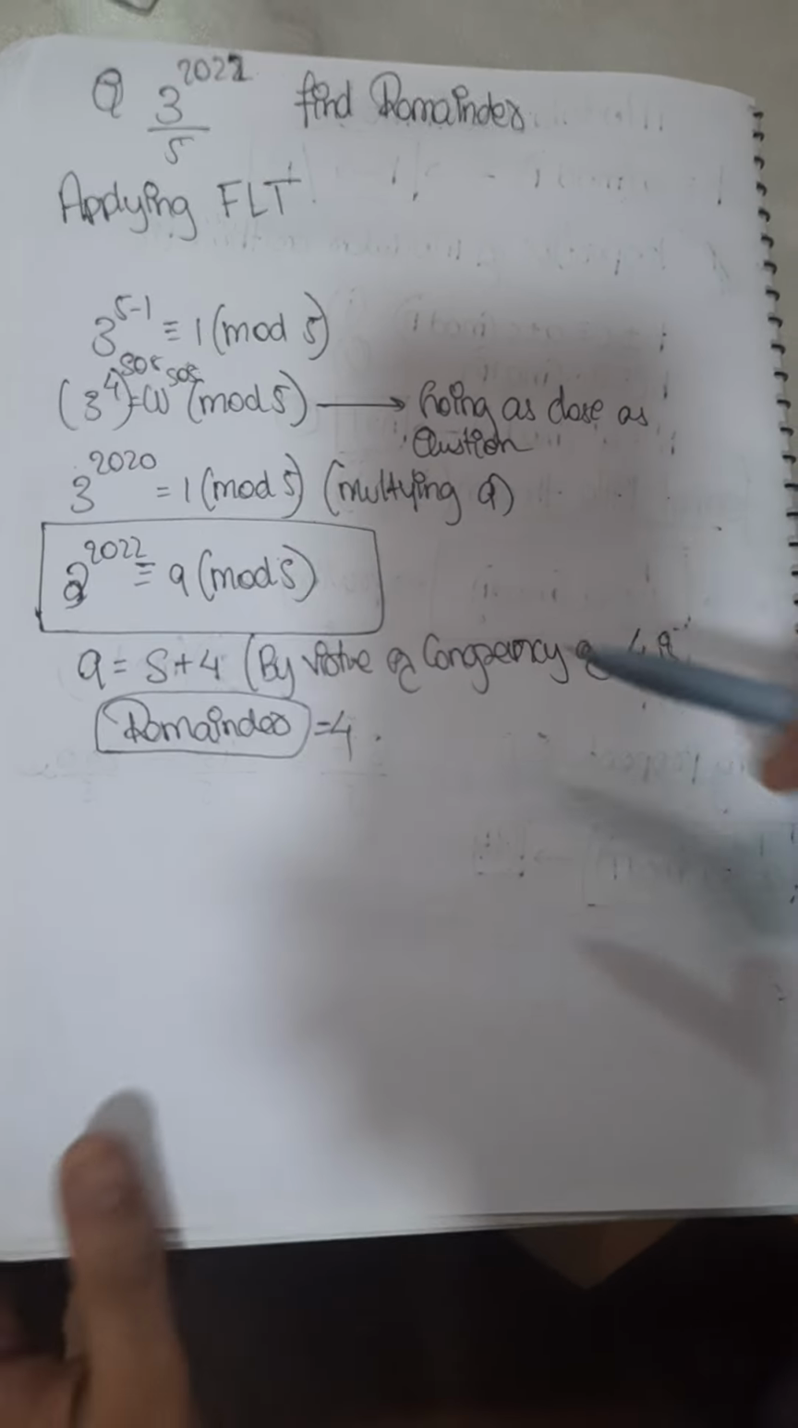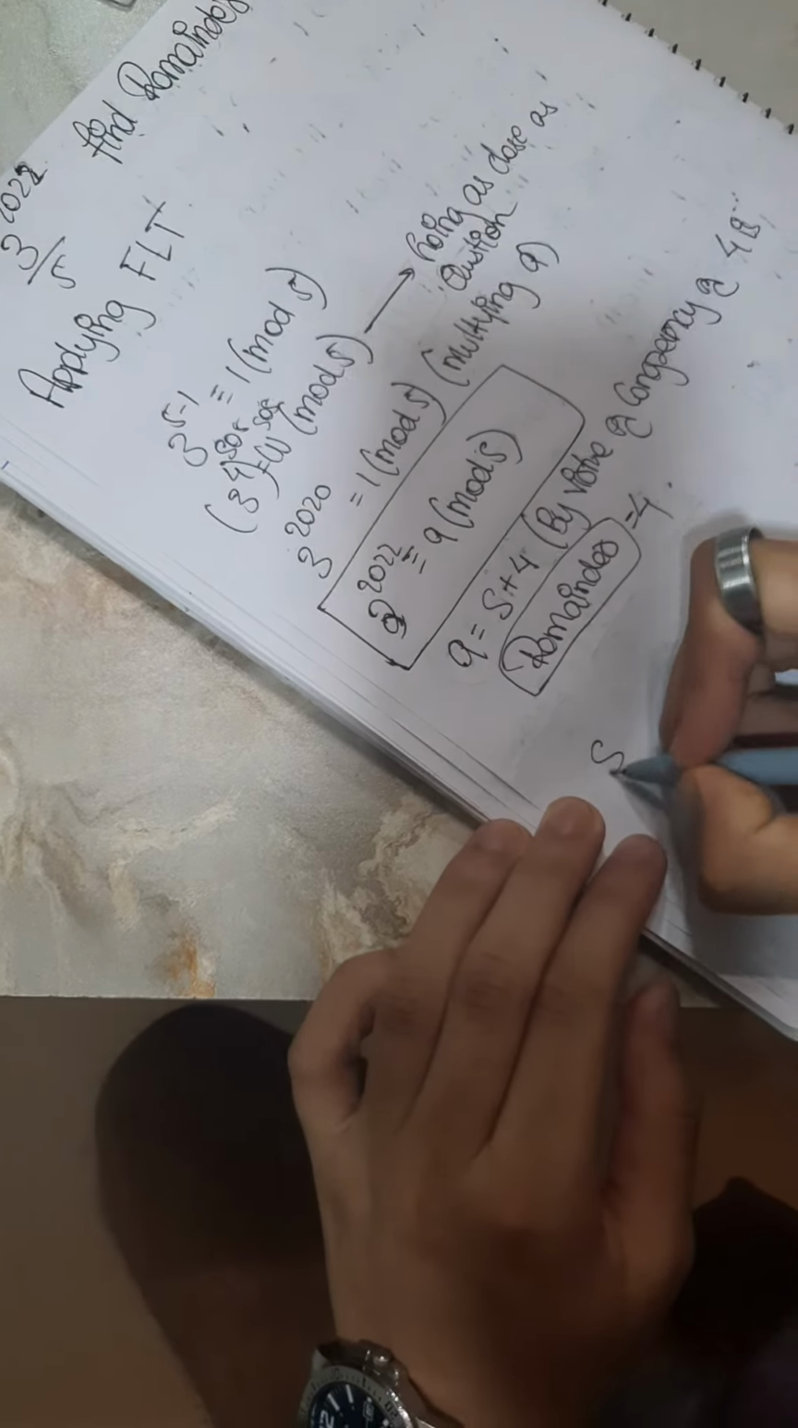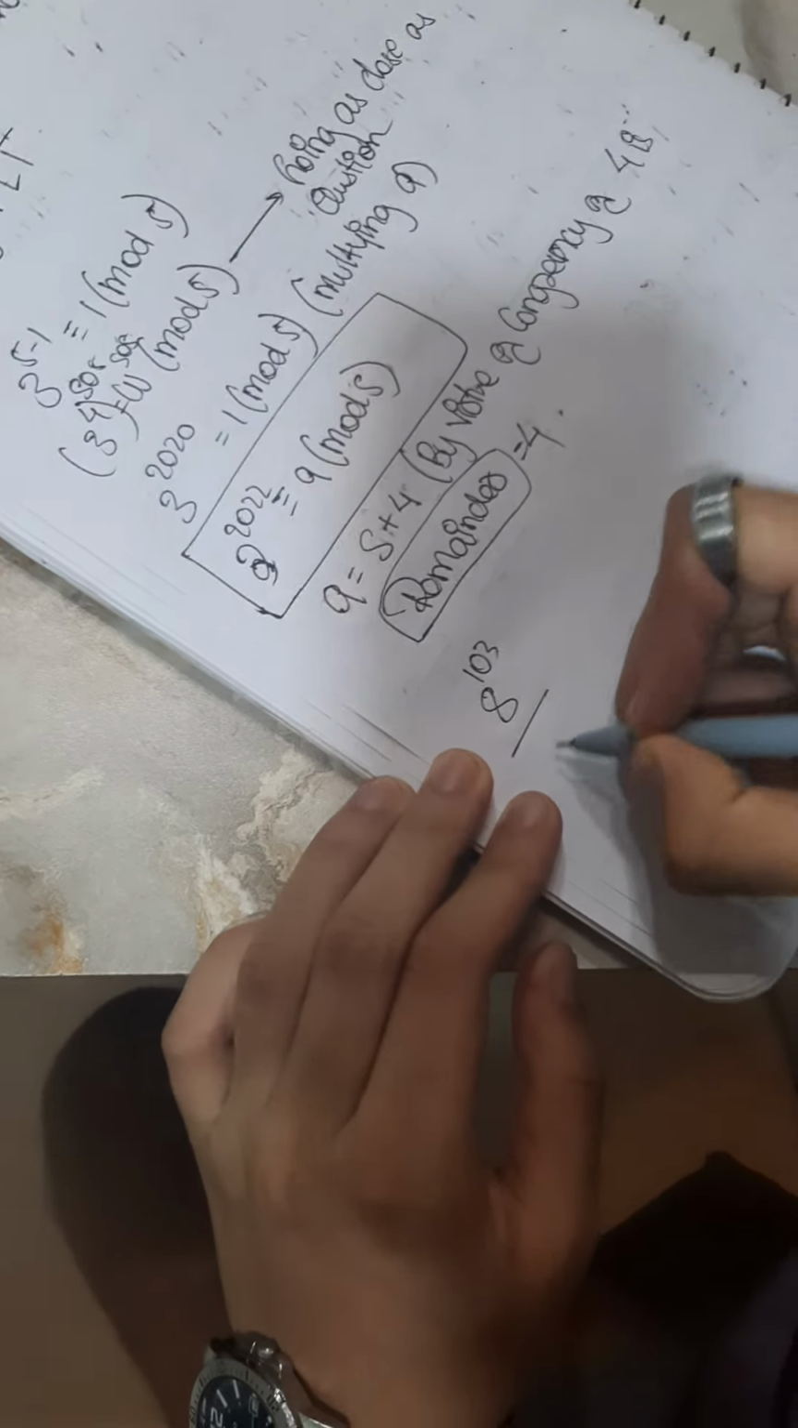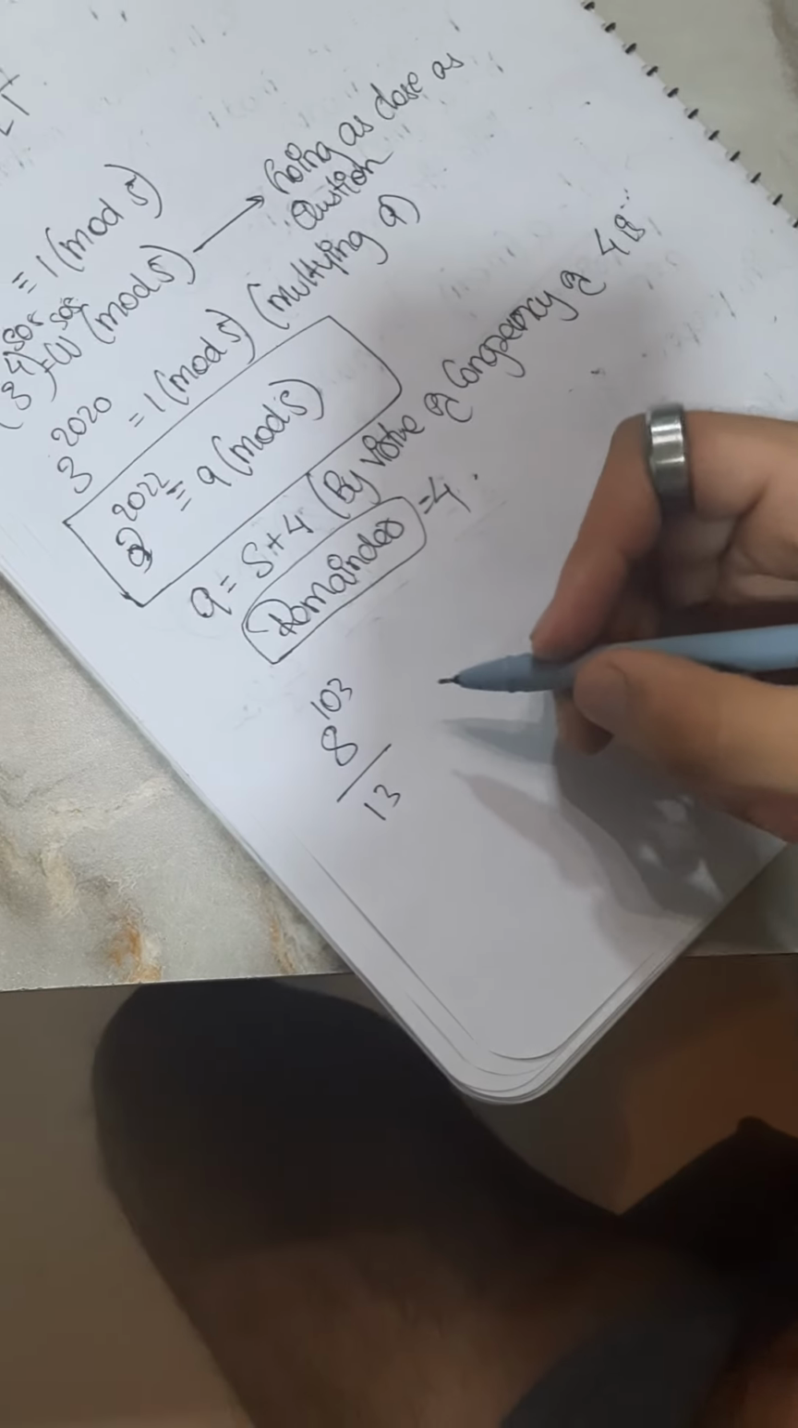4 is the remainder. And one practice question we could try over here is 8 to the power of 103 divided by 13. So you can try this out and get the value as 5.